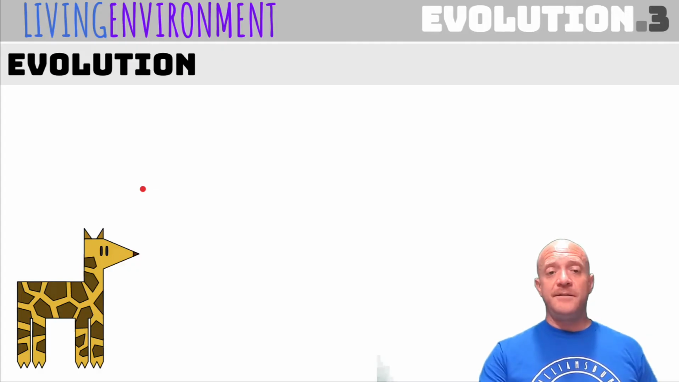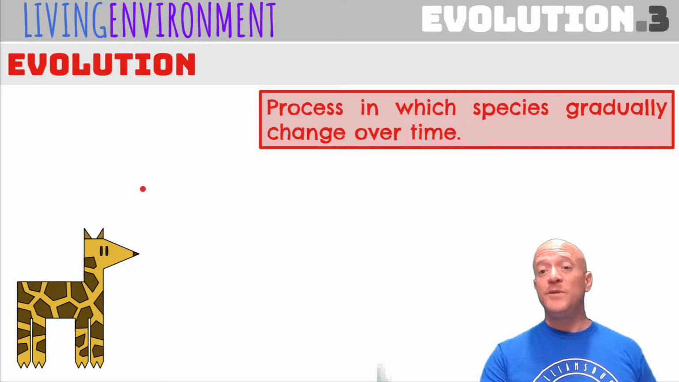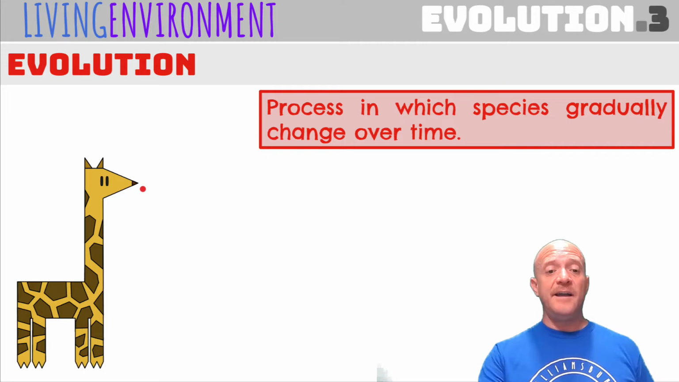So evolution is simply the process in which a species gradually changes over time. And we talked about this in the previous video with the giraffes. Giraffes with shorter necks weren't able to reach leaves high up in the tree. So over time, the necks just got longer and longer.